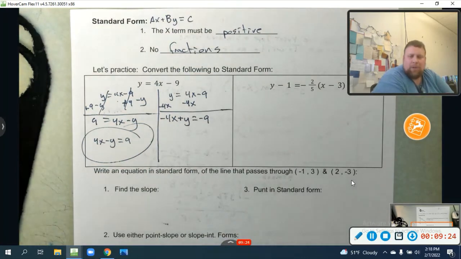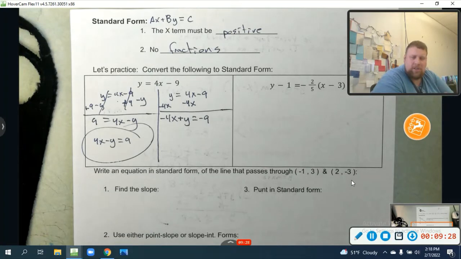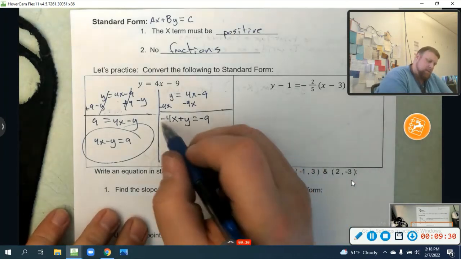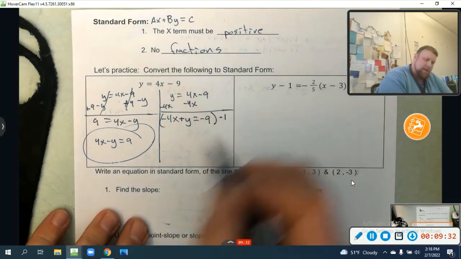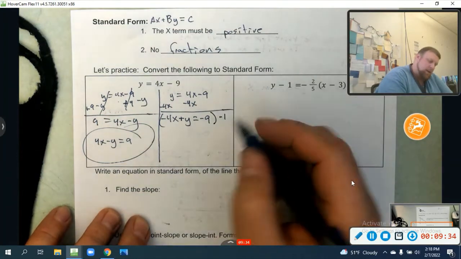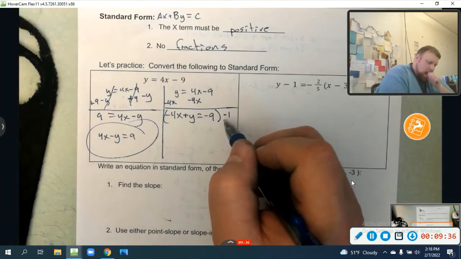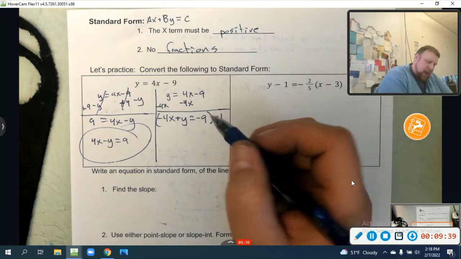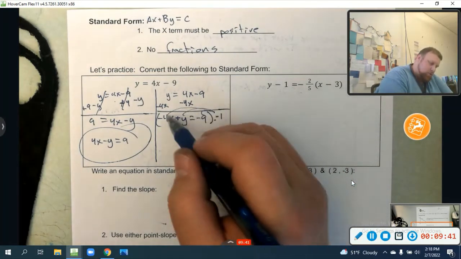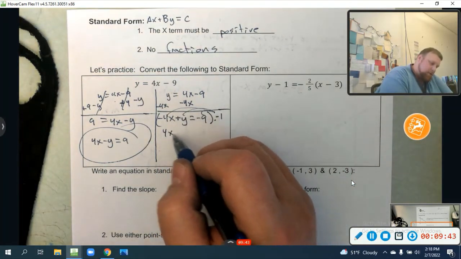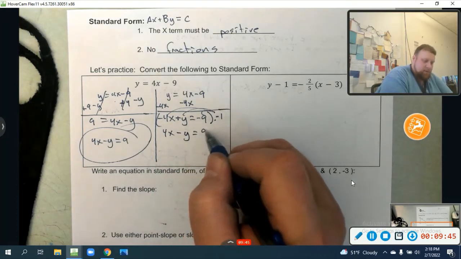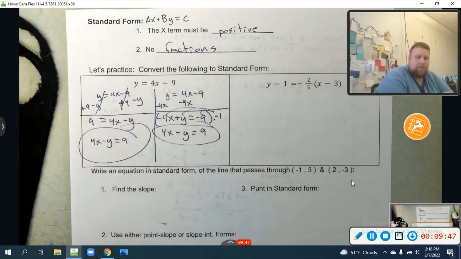What can I multiply through and distribute that would keep the digits the same but change the sign? Well, I can multiply everything by negative 1, correct? So because of that, I'm doing times negative 1 to everything. So I'm going to distribute. It's just going to make everything opposite. 4x minus y equals positive 9. Same answer.